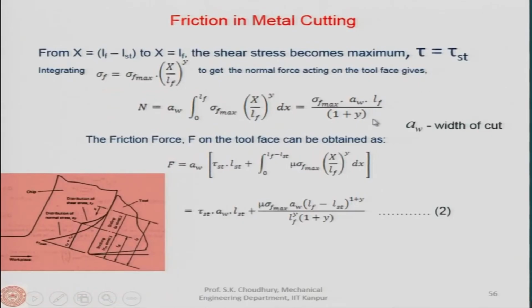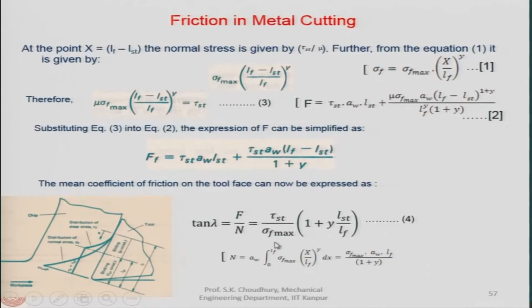Okay. So, this f we are taking, this value, and we are dividing by the n that we have got here, this is the value n we got, and that is simplified, and then we get this value: tau st divided by sigma f max, 1 plus y into LST by LF. So, this is the value of tan of lambda, which is the ratio of f by n, which is actually the mu, and that mu we are saying is the mean coefficient of friction between the tool and the chip along the chip tool contact length.